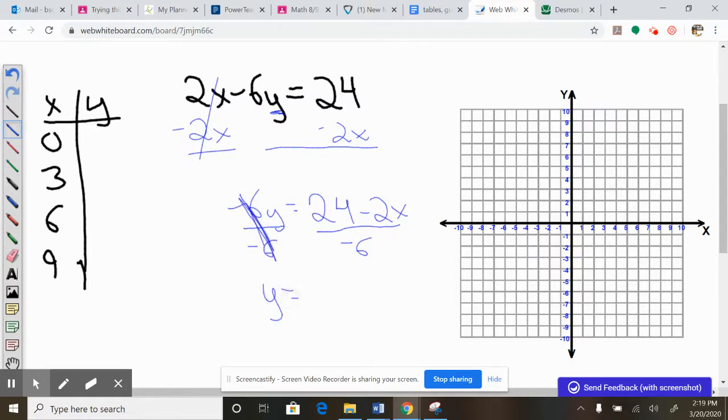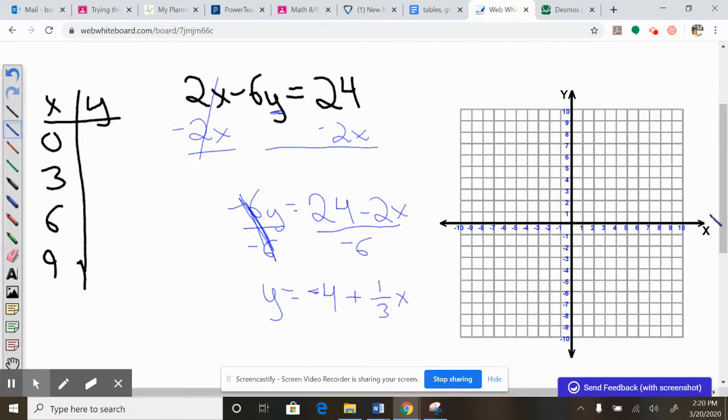Now when I say divide the whole side by negative 6, I need 24 divided by negative 6, which is negative 4. And negative 2x divided by negative 6, the negatives are going to cancel. This is going to be a positive. And that is a fraction, 2 over 6. So that fraction 2 over 6 reduces, and I'm going to get 1/3 x.